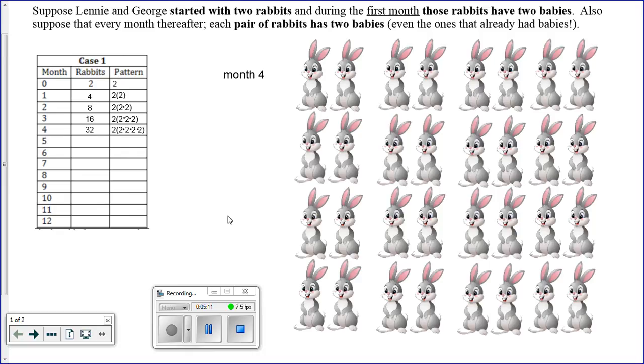You will complete the rest of this table in your notes, and you will be presented with a few other cases for the rabbits. So this should help with question 5-1 and 5-2 on your notes page.